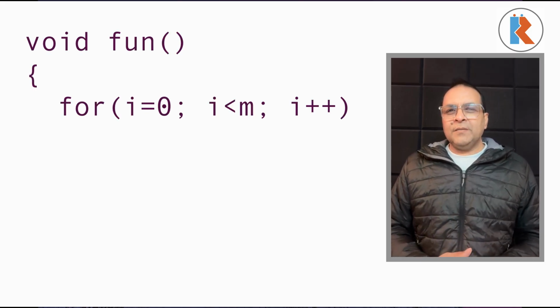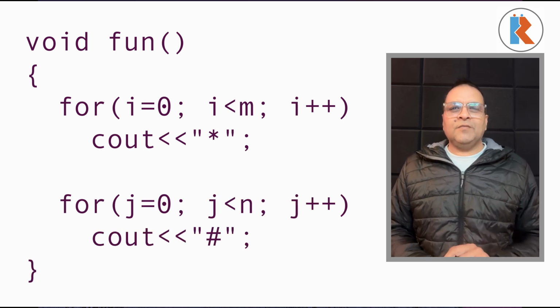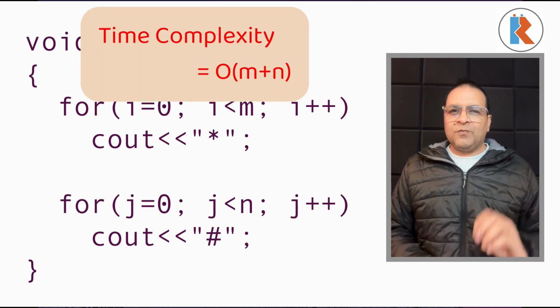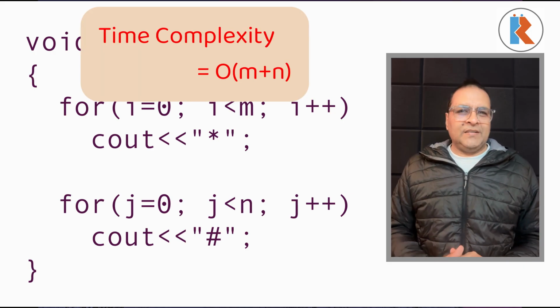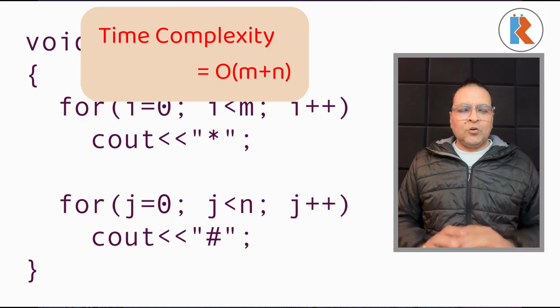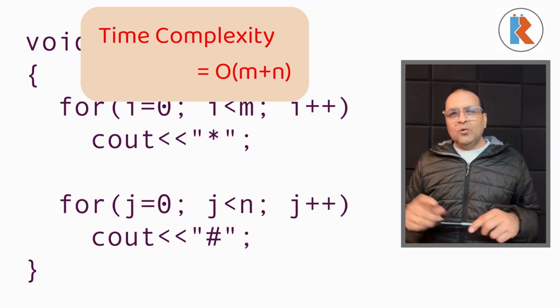Sometimes there are multiple loops, but those loops are not present one inside the other. If a for loop is followed by another for loop, then the effect will be additive and not multiplicative. Consider this function. This function prints m stars and n hashes. So the total time complexity of this function will be m plus n and not m into n, because first the first for loop will execute and then the second for loop will execute. The first for loop will take m time and the second for loop will take n time. And the total time taken will be m plus n. So this is how we find the time complexity when loops are present in the code.